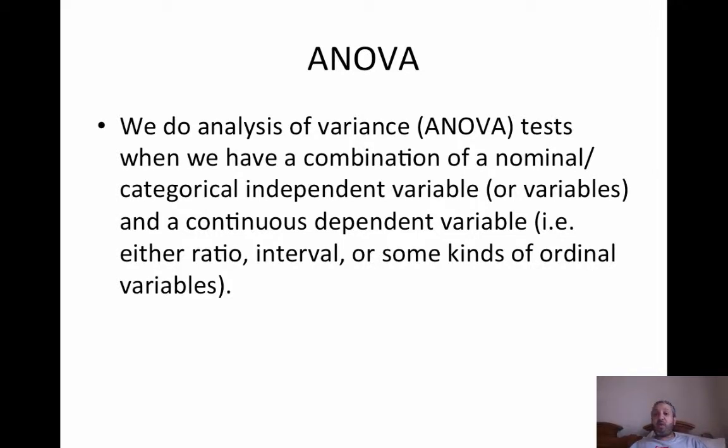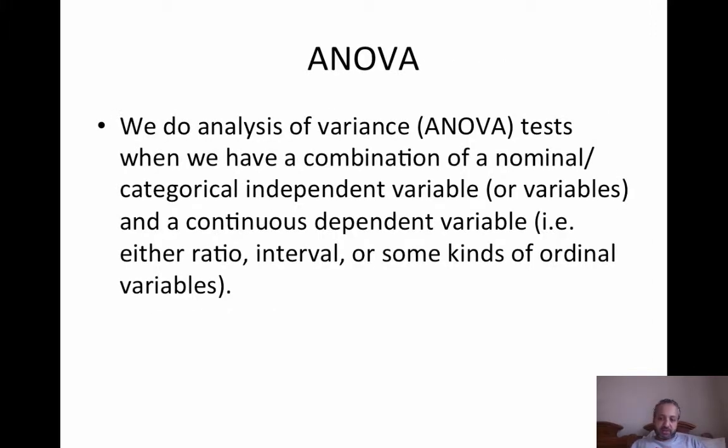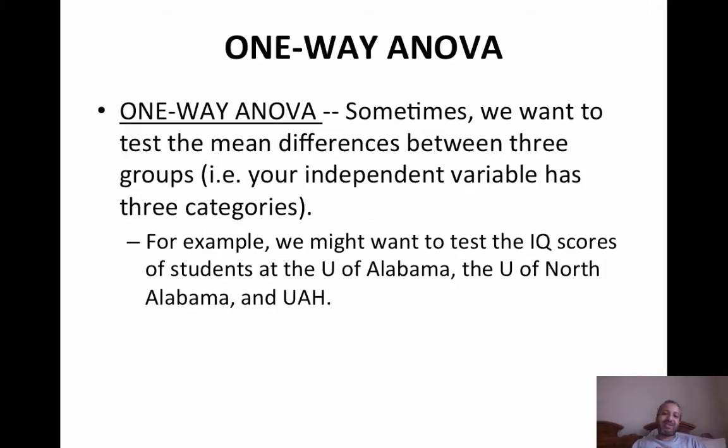But we do an ANOVA, we don't do a t-test. We do an ANOVA when we have a combination of nominal categorical independent variable or variables and a continuous dependent variable, right? But in the case of a one-way ANOVA, we have 3 different groups. So we can't do the t-test. When you just look at this slide, it's just like a t-test, right? But it's not a t-test. We can't do a t-test because now we have 3 groups.